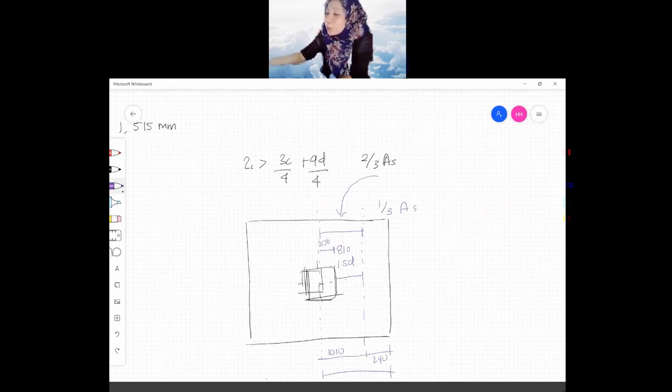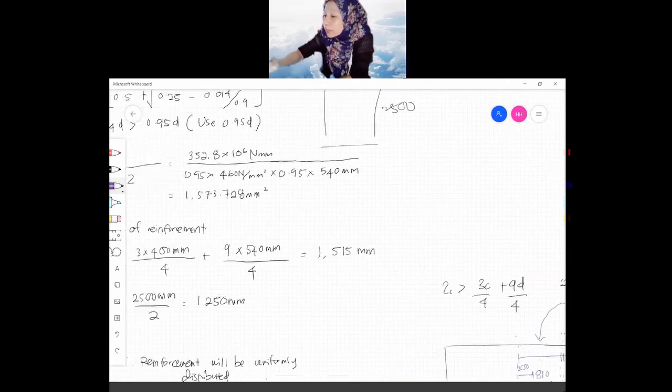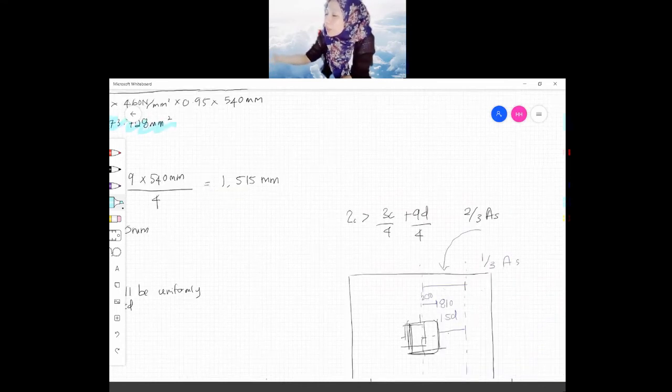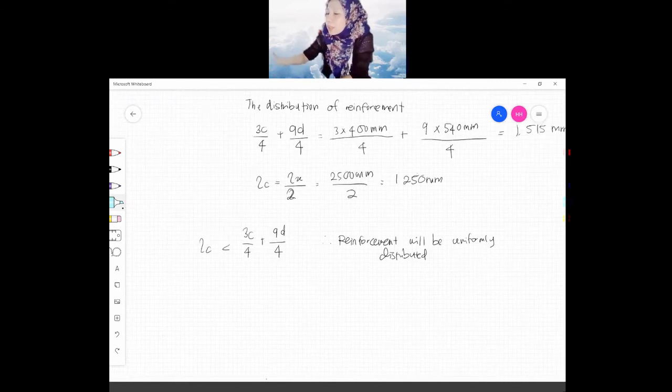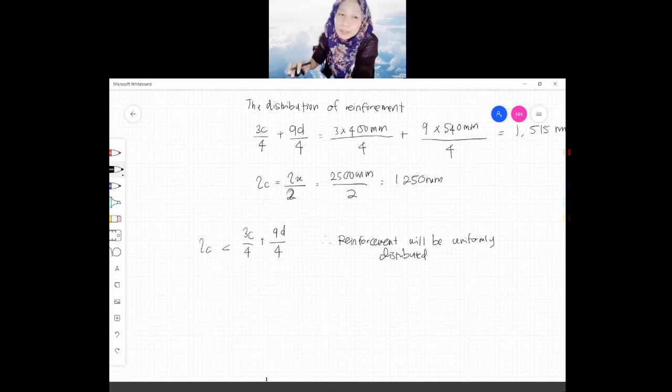Kalau 2/3 ni, ambil 2/3 pada value 1500 bla bla bla tu, you punya AS ni. Value ni, you ambil, you design lah kat sini pula. Macam tu lah cara dia. Okay. So that is the rules. So since kita dapat the less, so tak ada masalah lah. It will be uniformly distributed.